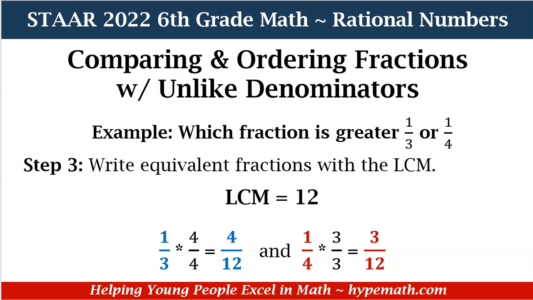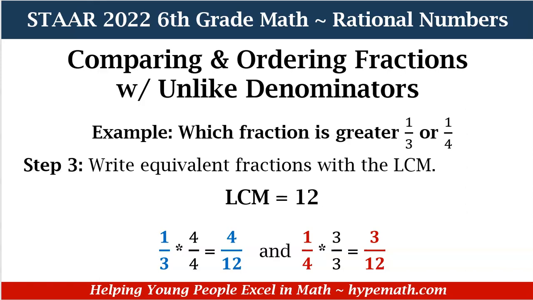Now that we have multiplied, let's multiply across, starting with our numerators. 1 times 4 is equal to 4. And 3 times 4 is equal to 12. So our equivalent fraction for 1/3 is 4/12.